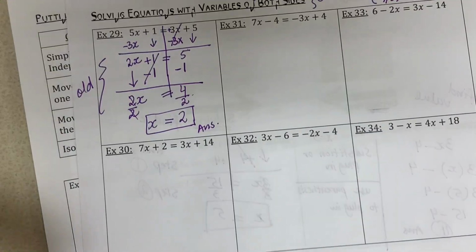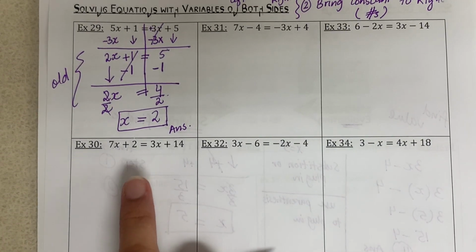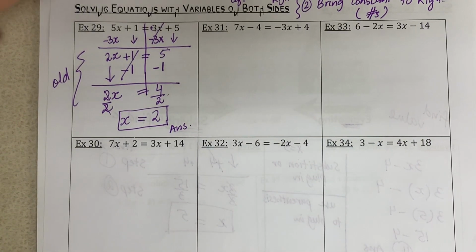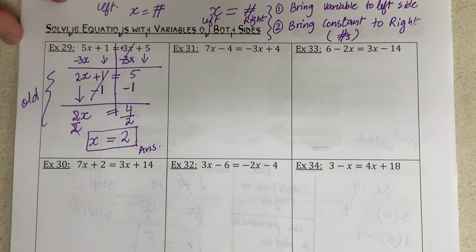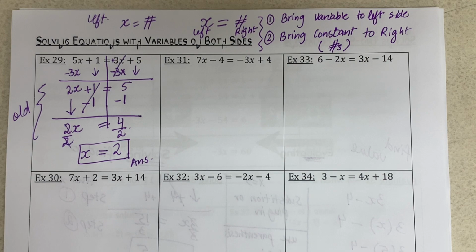Example number 30 is very much similar to example number 21. So you should be able to do number 30 on your own at this point. So go ahead, do number 30. Pause the video, do number 30. I'm going to show 31 over here.